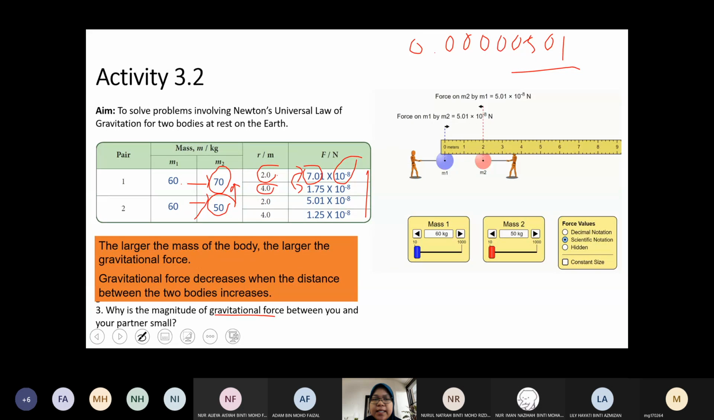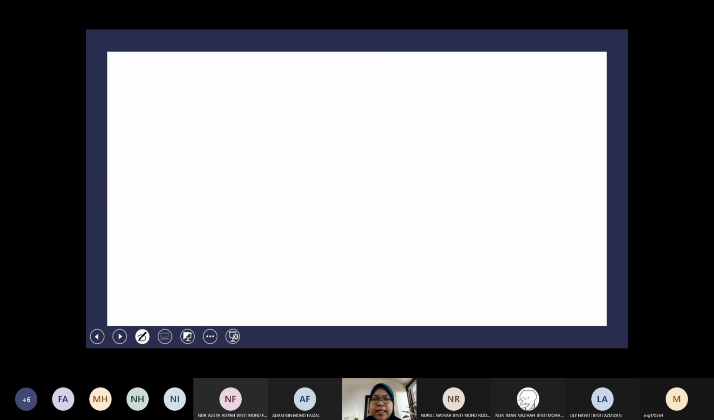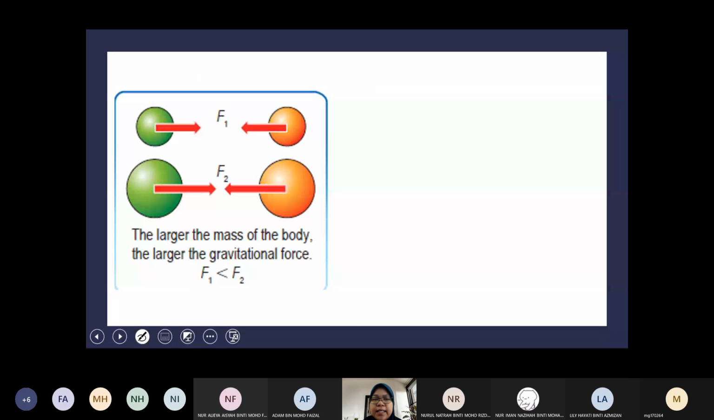Why is it small? Anyone? I already gave the answer, didn't I? It's because our masses are small relative to the Earth. So from the activity, we make a conclusion. The first conclusion: the larger the mass of the body, the larger the gravitational force.